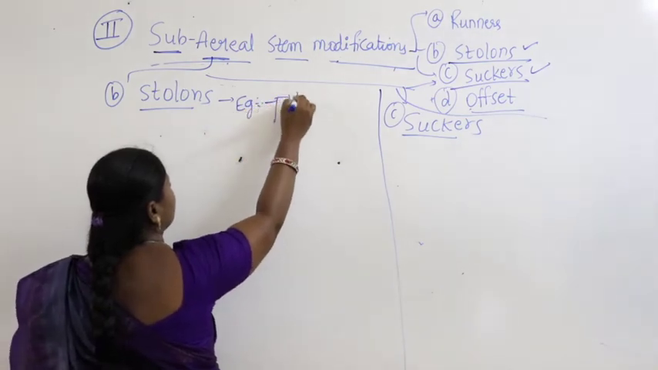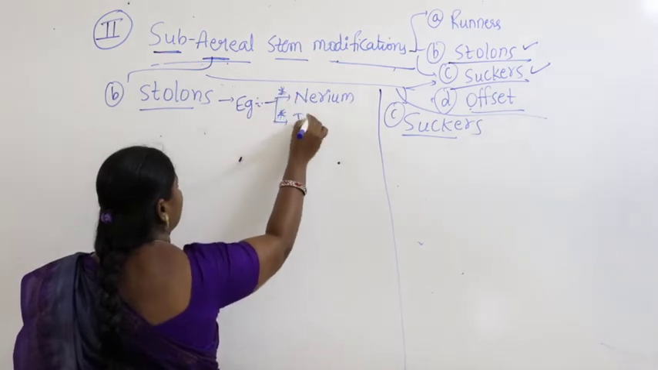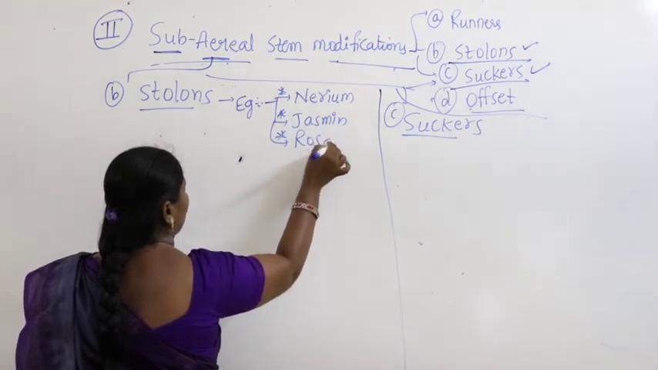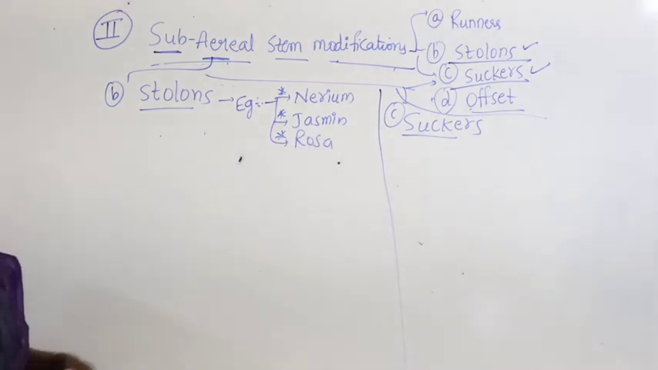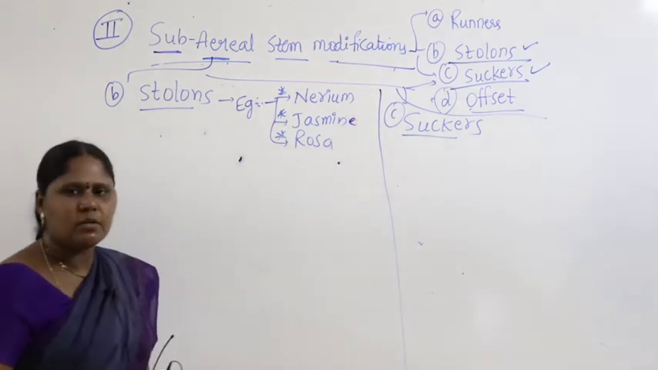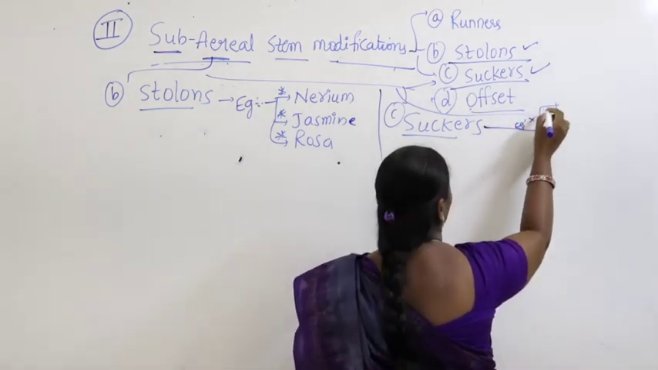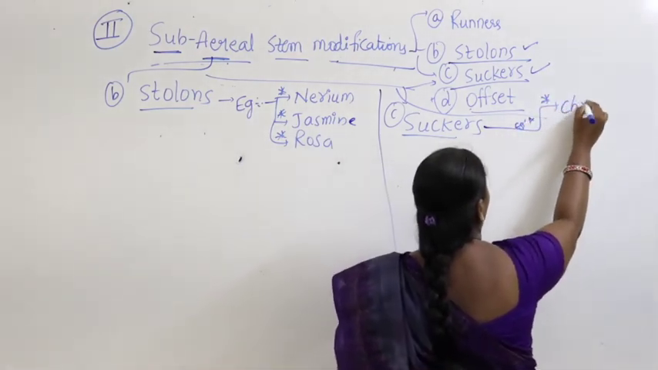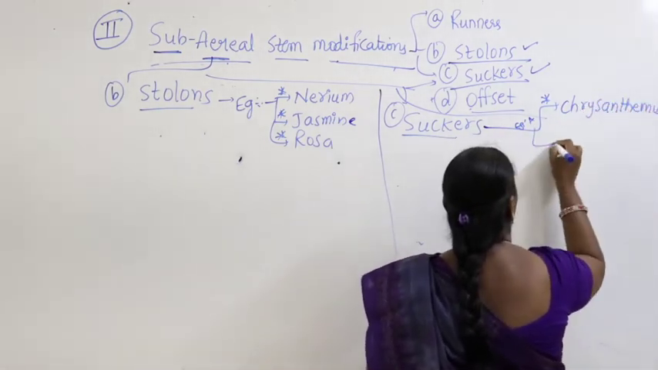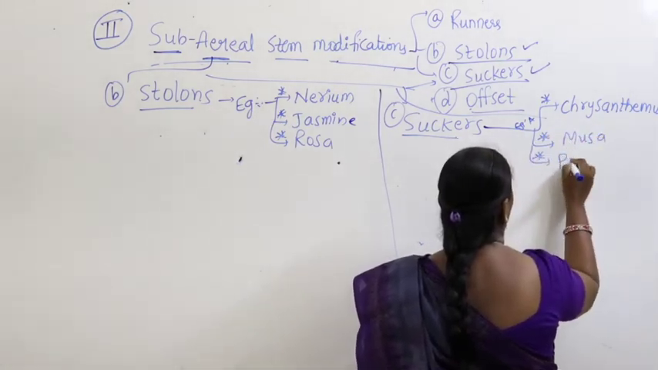Now in case of stolons and suckers, let us write with examples. This you find in case of Nerium, Jasmine as well as Rosa indica. Where do you find the stolons? You find them in case of Nerium, Jasmine and Rosa indica. Coming to suckers, you find them in case of, I am writing examples here, Chrysanthemum as well as Musa including pineapple.